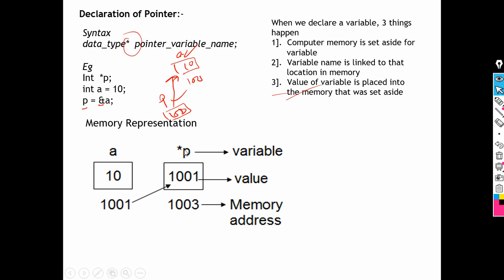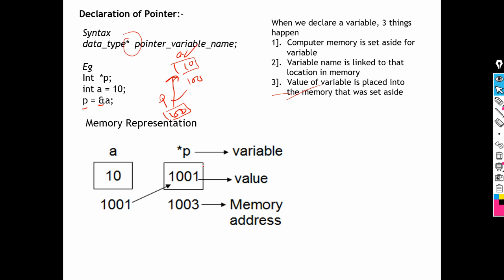For example, a has address 1001, and p is a pointer for which memory is also allocated. How much memory is allocated for a pointer? It's only 2 bytes, to hold the address of a memory location. When you say p = &a, the address 1001 will be placed in p. P is now holding a's address, so p acts as an indirect way of accessing this particular memory location.